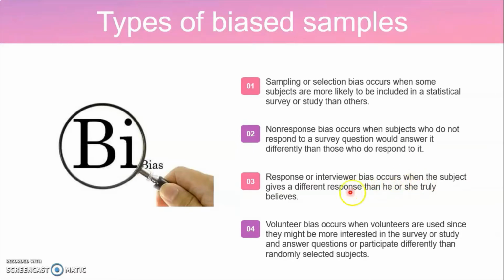The third is response or interviewer bias. This occurs when the subject gives a different response than he or she truly believes. The fourth and last is volunteer bias. This bias occurs when volunteers are used, since they might be more interested in the survey or study and answer the questions or participate differently than randomly selected subjects.